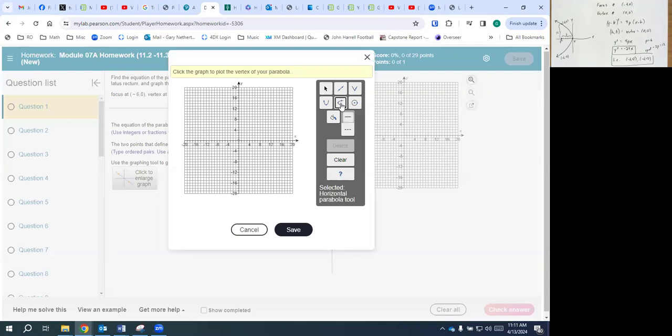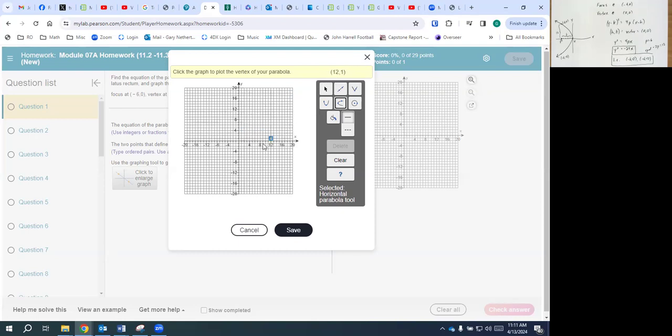And now what you do is, the first point you enter should be your vertex. And then the second is going to be any point on the parabola. I'm going to go ahead and plot the vertex and then choose one of my latus rectum points. So the vertex, and you can look up here at the top, because this is pretty small.